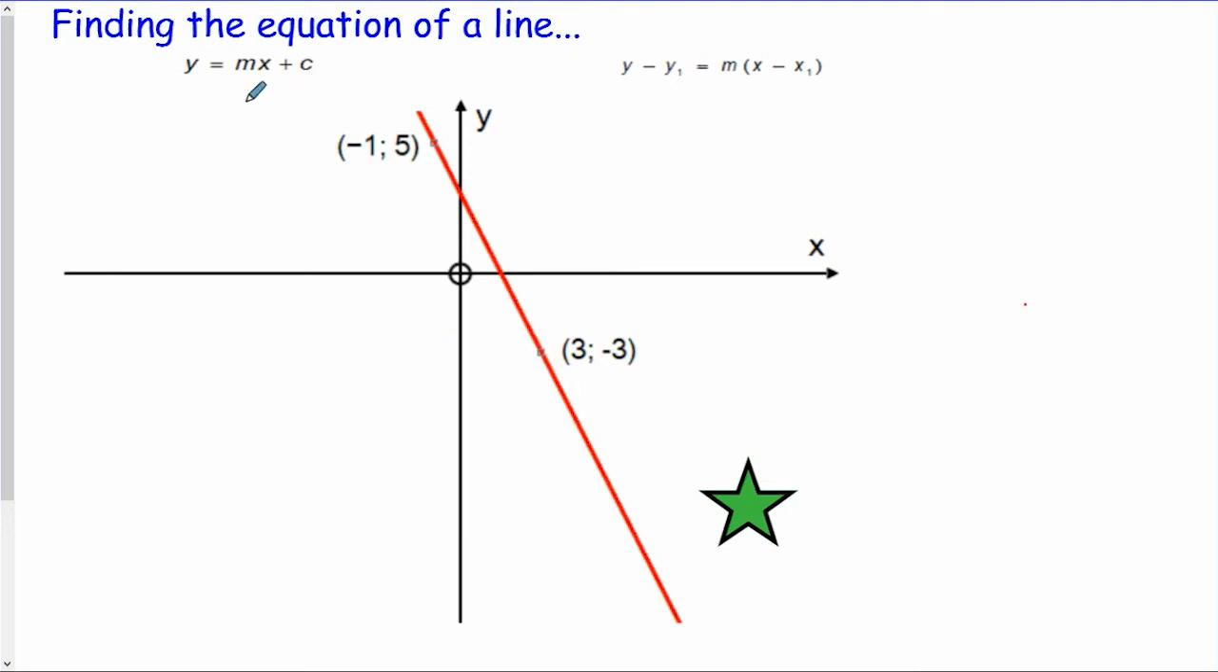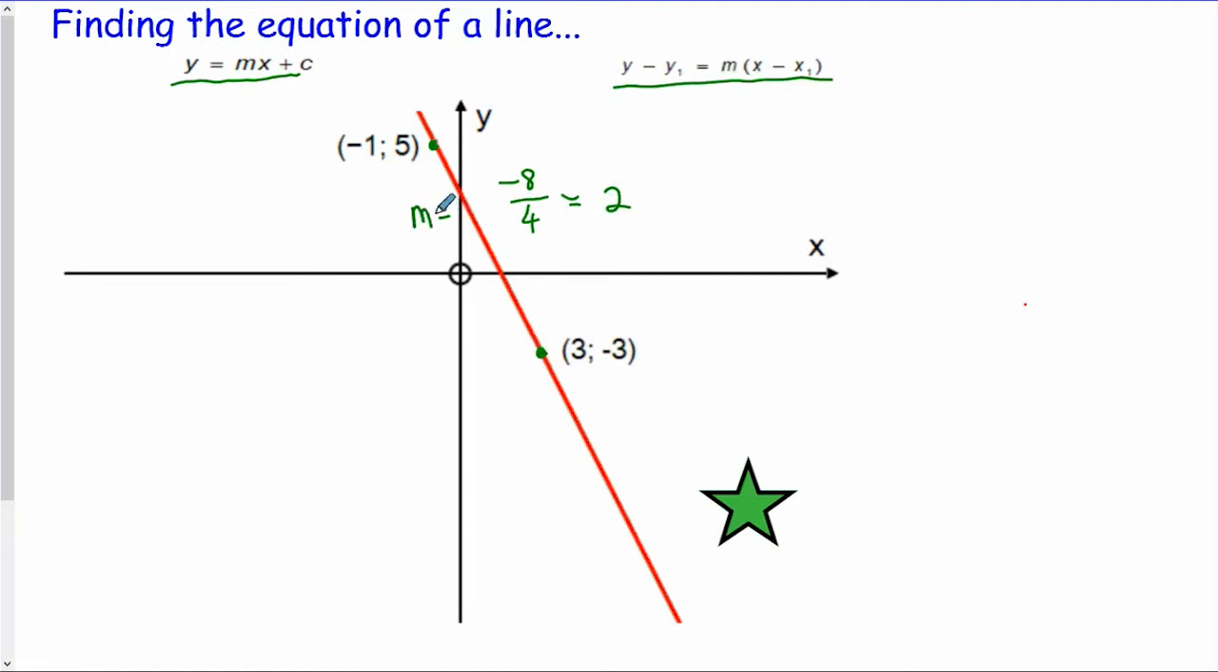Okay, so we get given these 2 formulae on the data sheet. Both of them involve m, the gradient. So let's just have a look. This line's clearly got a negative gradient. It's dropped down from 5 to -3, -8, and it's run across from -1 to 3. It's actually gone across 4. So it's got a gradient of -2, right?